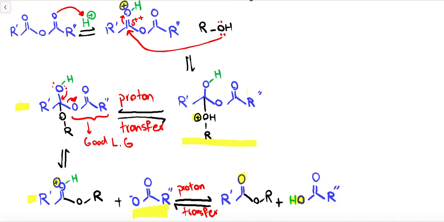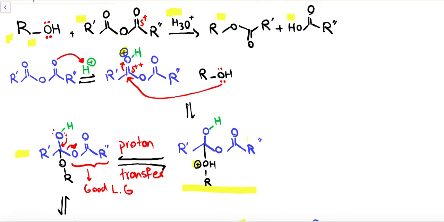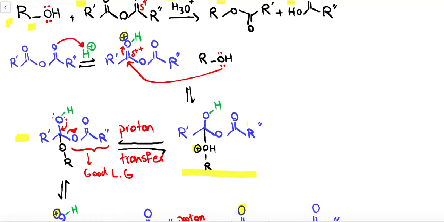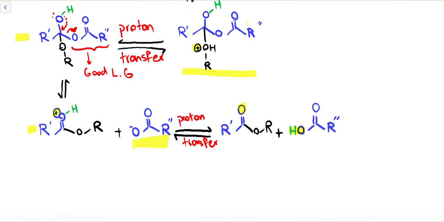And that's the mechanism for acetylation. Let's just do a quick review. We started with acetic anhydride right here, acid catalyst plus alcohol, and it gives us ester plus carboxylic acids.